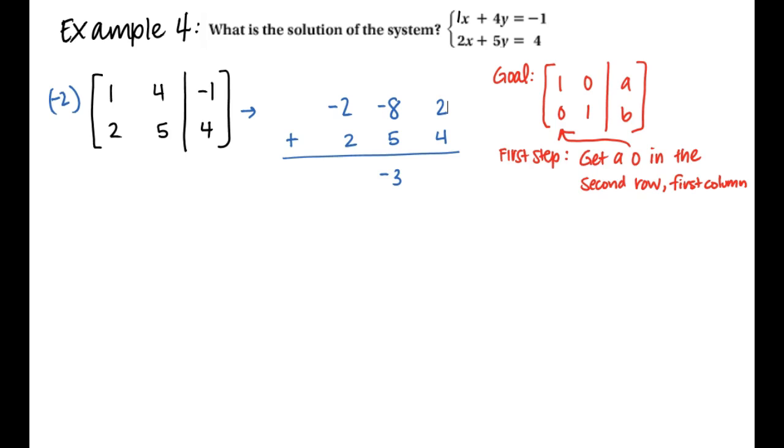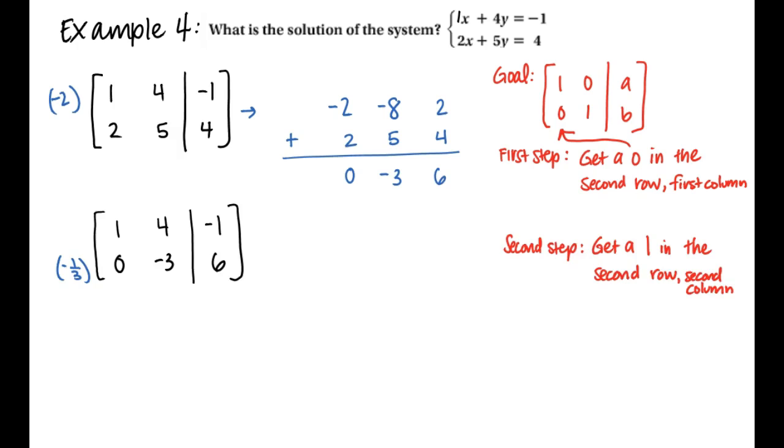We use the same steps, but the variables don't appear in the matrices. So what I did was I multiplied the first row by -2, so I have the new values -2, -8, and 2, and now I'm going to add. The reason why I'm adding is because I want to cancel out the first column. So when we add, we just get a 0, and then when we add in the middle column, we get -3, and we add the last column, we get 6. So these are the new values for the second row. So now we have a 0 in the bottom left-hand corner, which was our first goal.